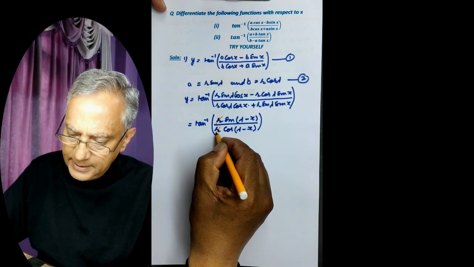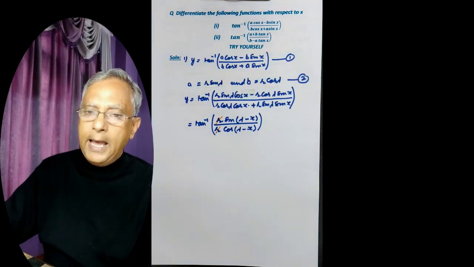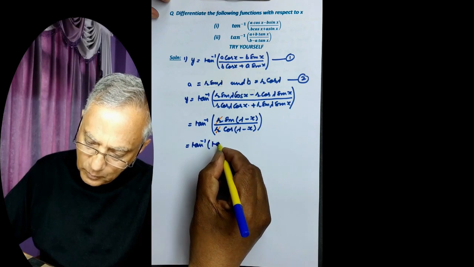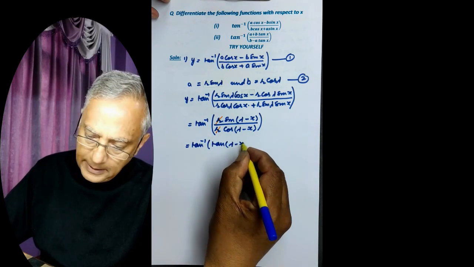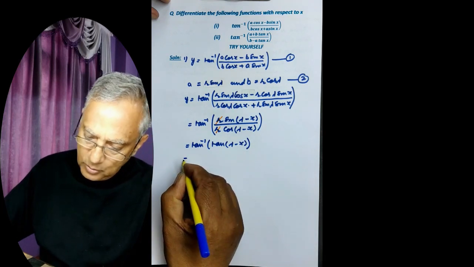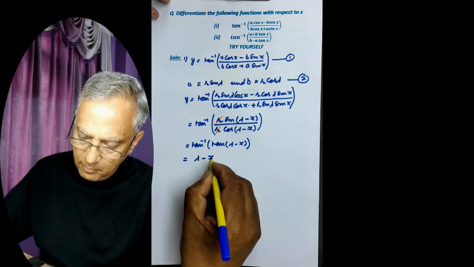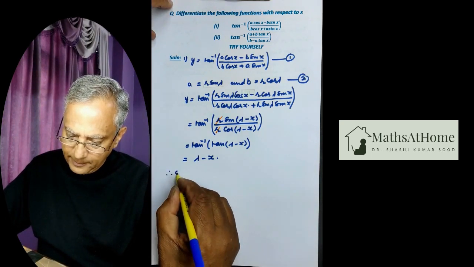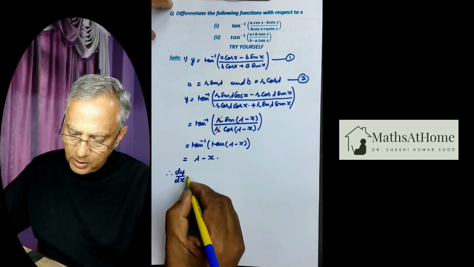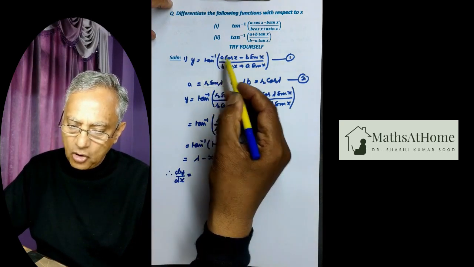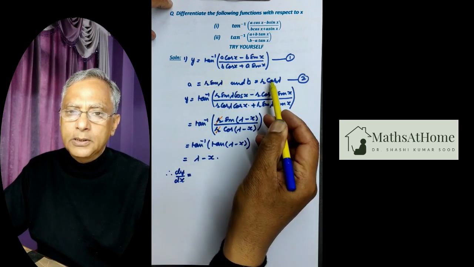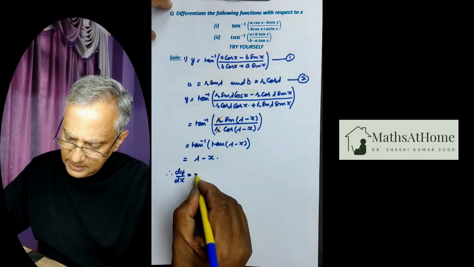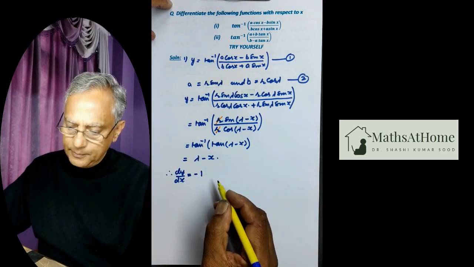Now this r cancels with this. And we have tan inverse tangent of lambda minus x, which is equal to lambda minus x. Therefore, dy by dx is equal to, now lambda is constant, a and b are constants, so lambda and r are both constants. So the differential of a constant is 0 and we have minus 1 as the answer.